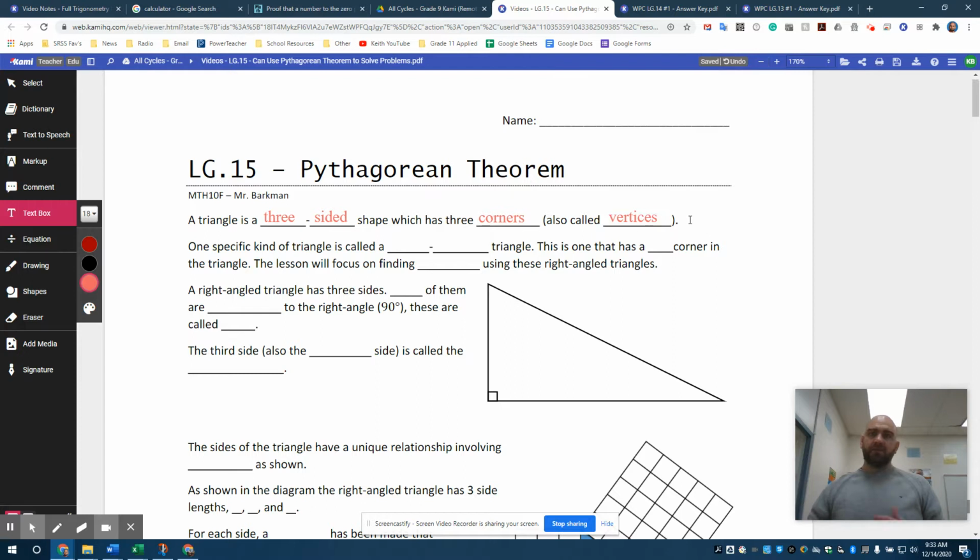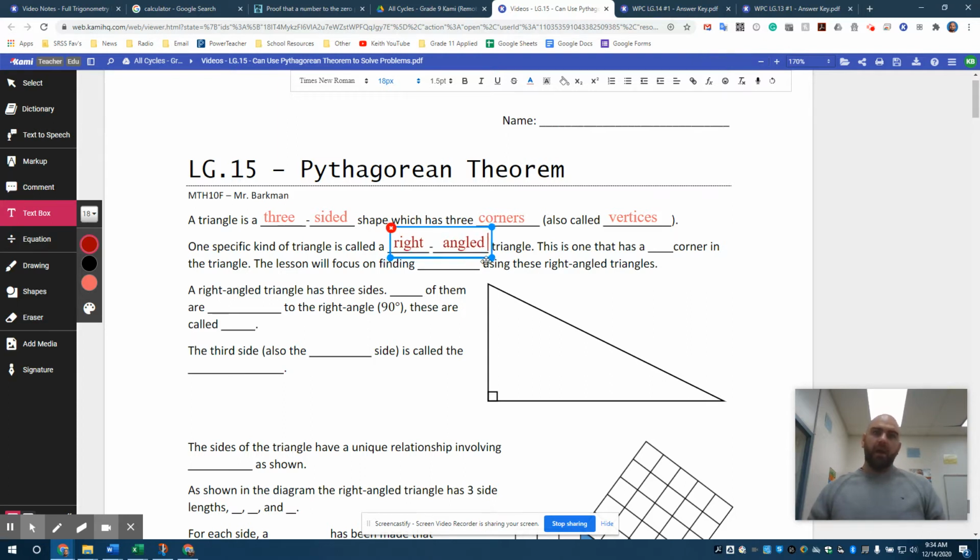We don't have to worry too much about the corners, but the angles. We'll do more of that in grade 10 when you get there, and then we'll start taking a look at how we solve for those. In this lesson, in grade 9, we're just going to take a look at the side lengths. Now, one specific type of triangle is called a right-angled triangle.